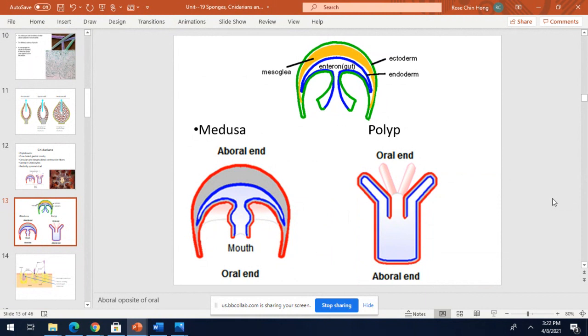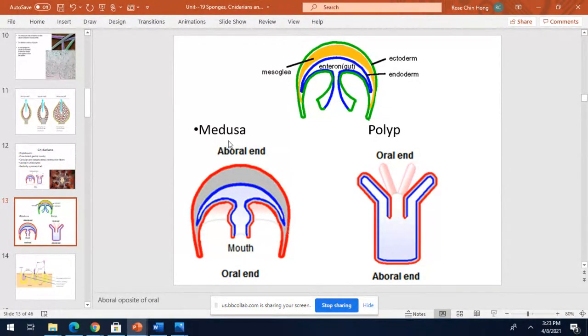either alternation of their generation, whether it's polyp, which is this. Polyp looks like, how should I describe it? Yeah, like a cup facing upward. And the open area where the food comes in is the oral end, so it faces upward. And the aboral end is the part that's secured to the substrate.